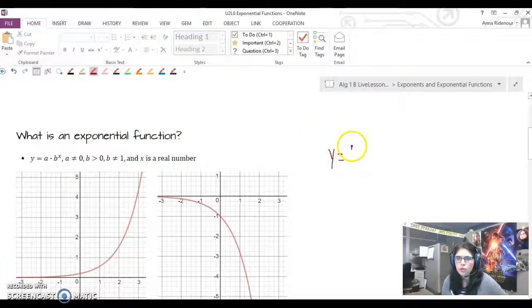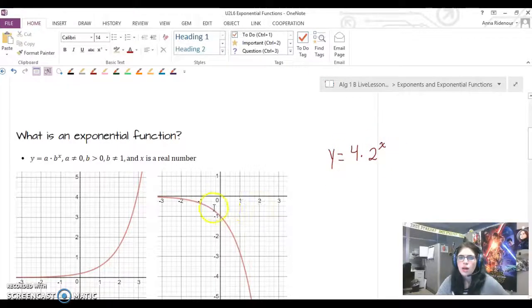So an example of this would be the first problem that we had, and then also like y is equal to 4 times 2 raised to the power of x. That would be another one.